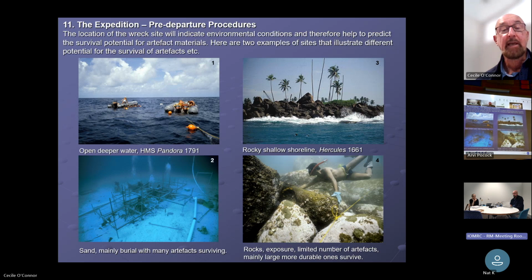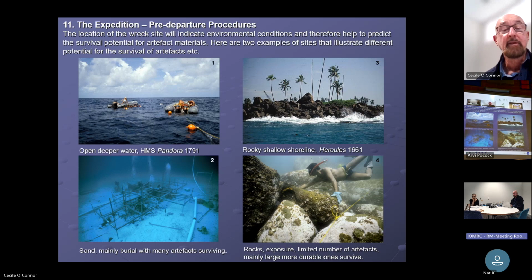This one is in Sri Lanka. This is where the Hercules was wrecked. It was smashed on these boulders and it's fairly shallow. It goes down to about 9 meters, but it's a lot of boulders. And consequently, this is a cannon that's been badly eroded. You can see the boulders have been abraded by the sand movement. So consequently, a lot of the smaller objects possibly have dropped through between the gaps.